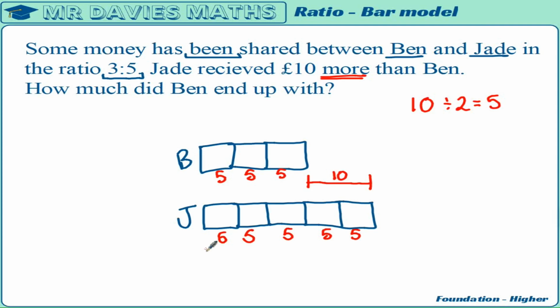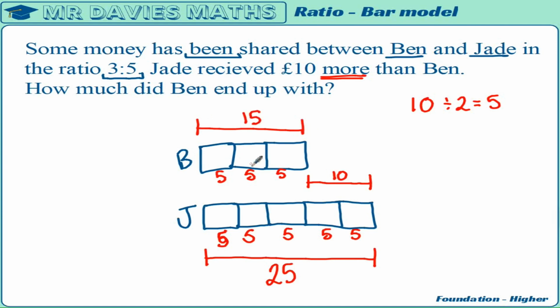So now I could figure out how much Jade got. That's supposed to be a 5. It would be 5, 5, 5, 5, 5. Jade ended up with 25, and Ben ended up with 15, 5 plus 5 plus 5. And that's what the question asks for. To be honest, I could also figure out what the total was now if it asked me. Jade ended up with 25, Ben ended up with 15, 25 plus the 15 is 40 sweets in total.